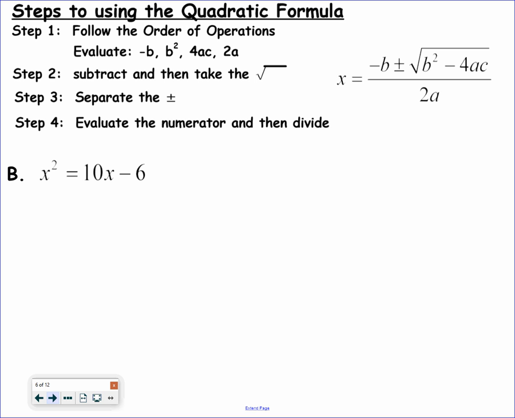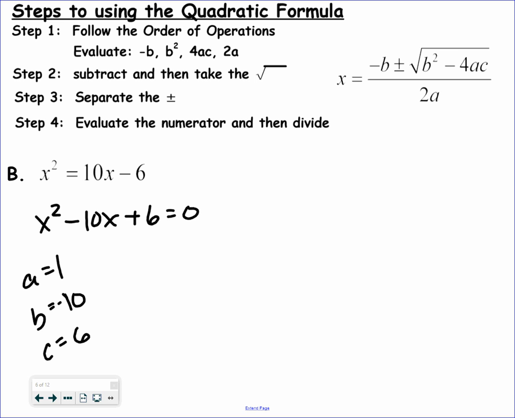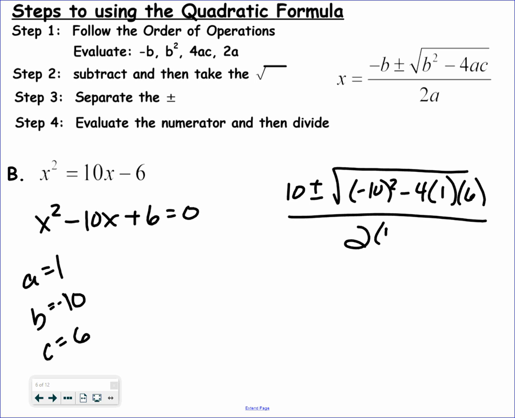Well, just like any other time that I've tried to do solving, I need it to equal 0. So I'm going to subtract 10x, and I'm going to add 6 so that it equals 0. And so now A is 1, B is negative 10, and C is positive 6. Negative b plus and minus the square root of b squared minus 4ac, all over 2a.